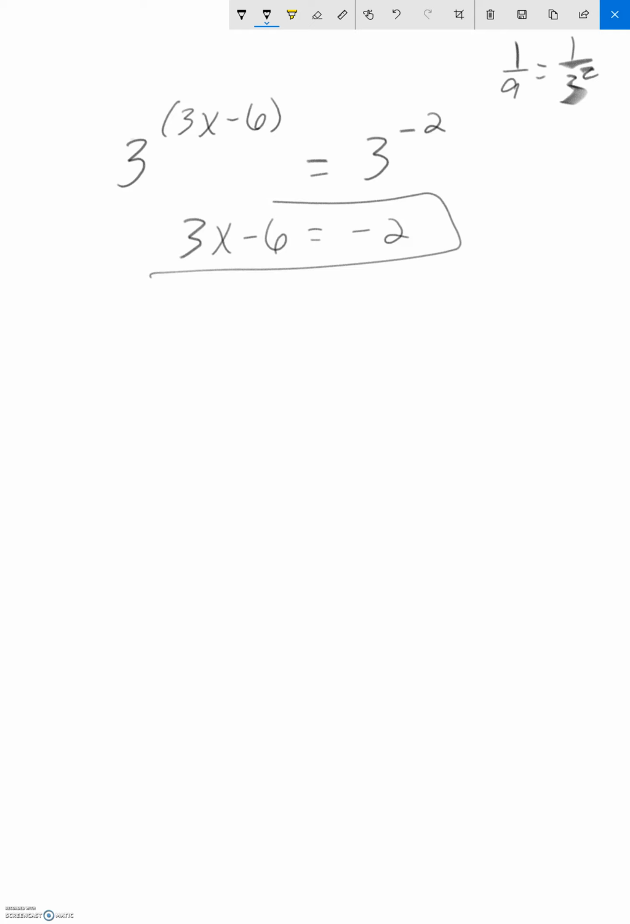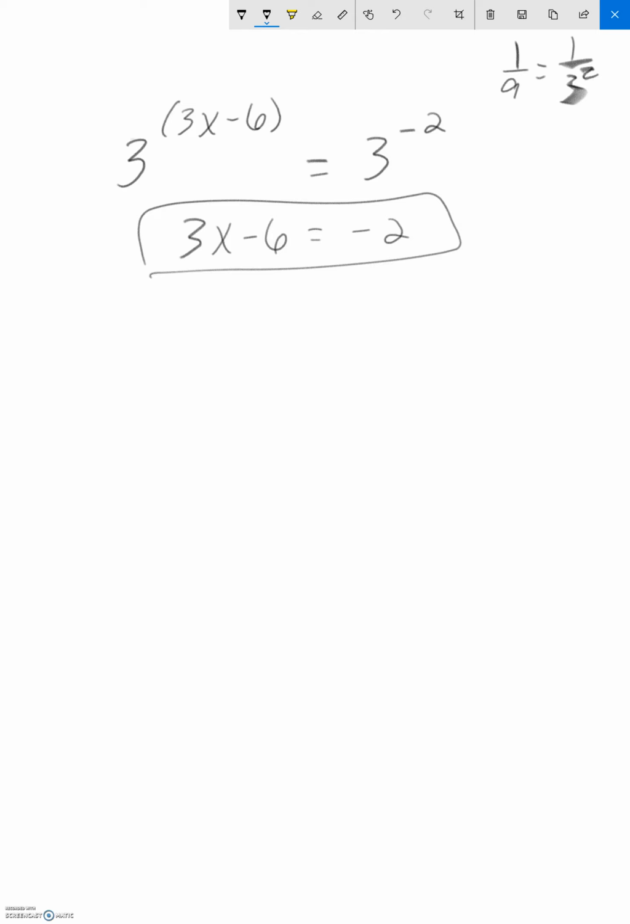Problem 20 says 3 to the power of 3x minus 6 is equal to 1 over 9. I'm going to make this 3 to the negative 2 power, because 1 over 9 is the same as 1 over 3 squared, which is equal to 3 to the negative 2 power. So now I have base 3. I can say 3x minus 6 is equal to negative 2. Go ahead and solve from there. Add 6 to both sides. Divide by 3. I don't think you need me to do that part of it.